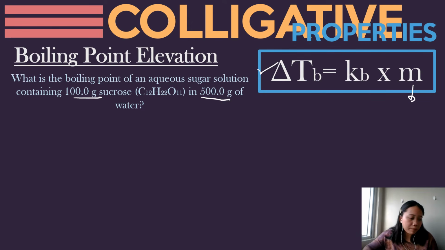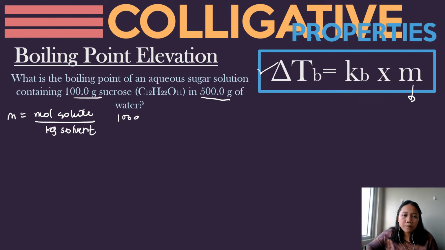Okay? So, remember how to solve for the molality. Molality, small letter m, is equal to the mole of your solute divided by the kilogram of your solvent. So, of course, we need first the number of moles of your solute. Your solute here is definitely sucrose. So, you have 100 grams of C12H22O11. Okay, change that one into mole.